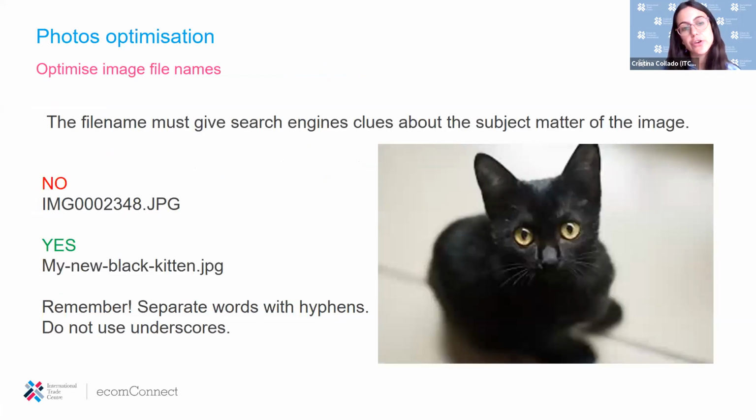And then another very important thing that we mentioned is that you need to name the images correctly, because if you want to optimize an image, step number one is to really name them well. So you want Google to know what the image is about without even looking at it. So really you need to name this correctly.